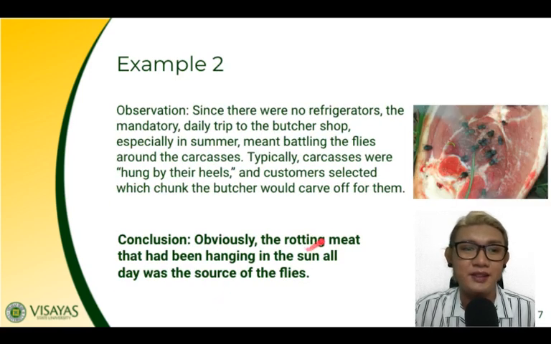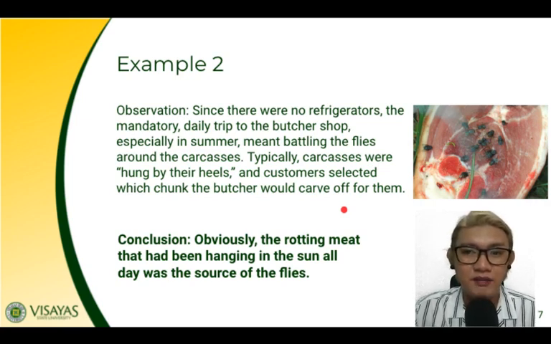Another example is based on the observation that since there were no refrigerators back then, the mandatory daily trip to the butcher shop, especially in summer, meant that they would encounter flies around the meat. Typically, the carcasses of this meat were hung by their heels, and customers just selected which chunk the butcher would carve off for them. And based on their observation, obviously the rotting meat that had been hanging in the sun all day was the source of the flies.